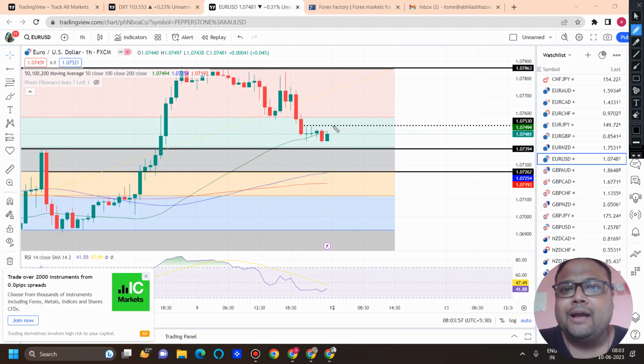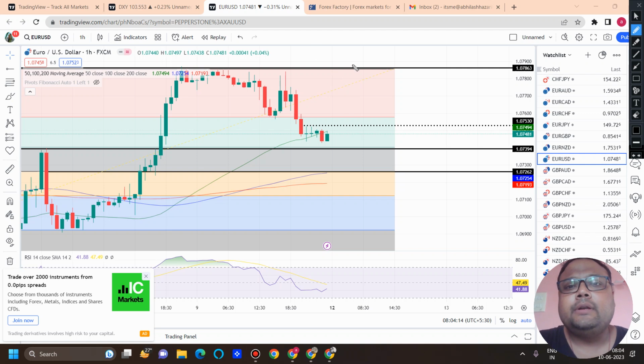Okay, so you can buy above this level, but follow proper risk management, because without volume, without volatility, there's a high chance of a false breakout as well. So these are the three trading opportunities that I see on the chart of Euro USD right now.